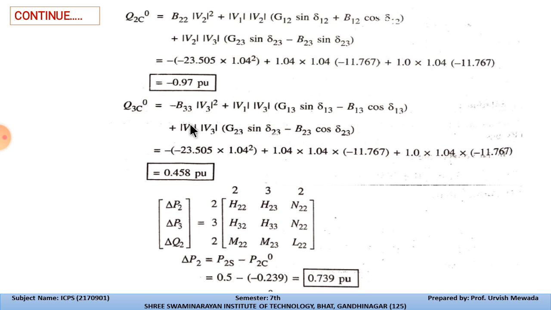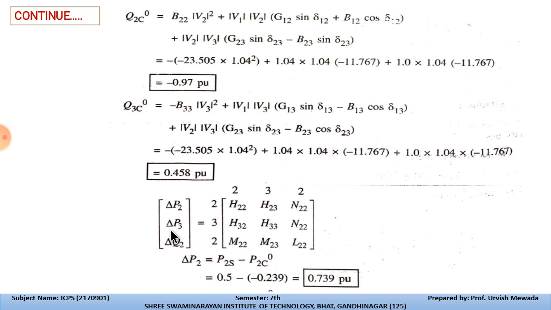We put each and every term related to the given system. So the equation will become minus b33, v2 is replaced with v3, and v1, and g12 will be replaced with g13, sin delta 12 will be replaced with sin delta 13, b12 will be replaced with b13, and cos delta 13. So by putting all the values, we will have the value of Q3 C raised to 0, that is 0.458 pu.